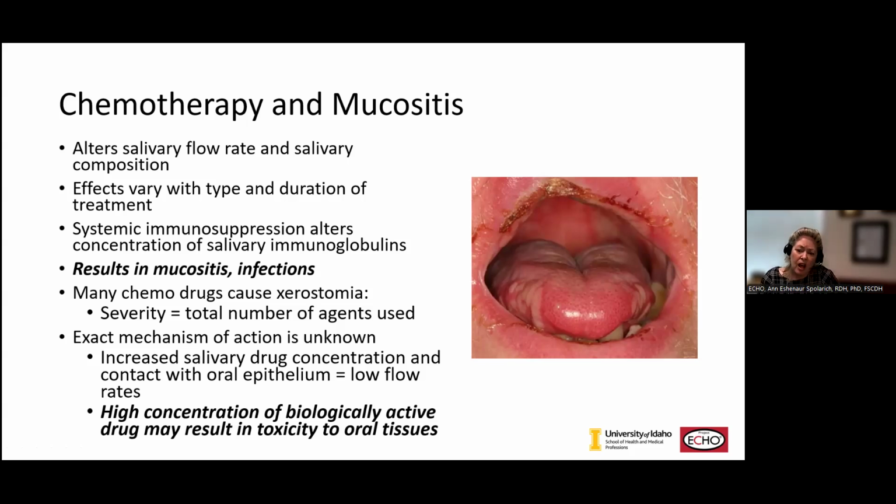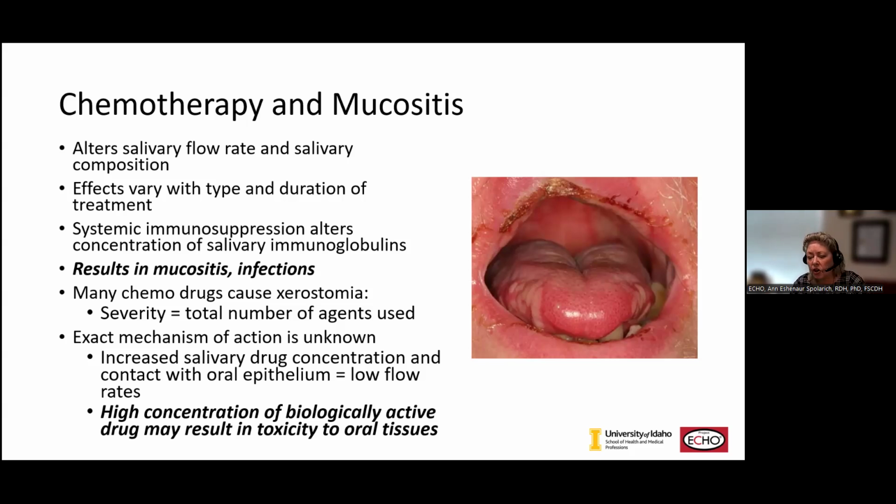And most common cancers, head and neck cancers, lung, breast, prostate, are all typically treated with dual chemotherapy, and it's because the agents work at different parts of the cell cycle, and so you can get a better effect if you use more than one drug. But then you have greater complications also throughout the body in addition to the oral cavity.